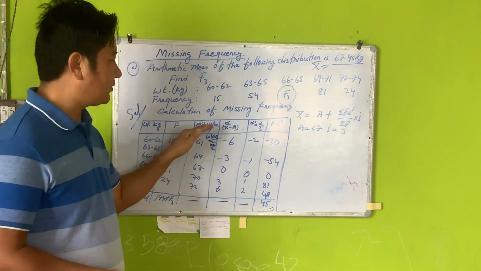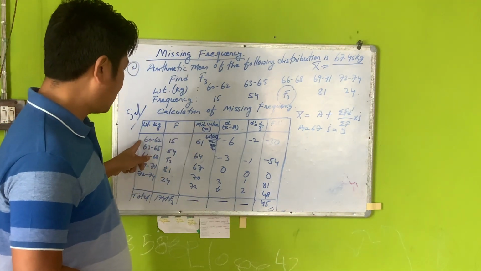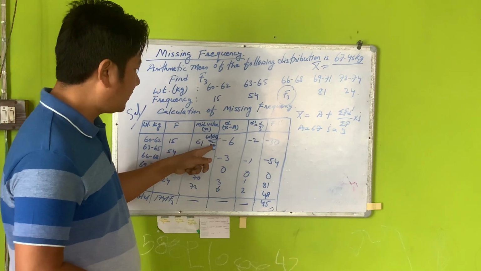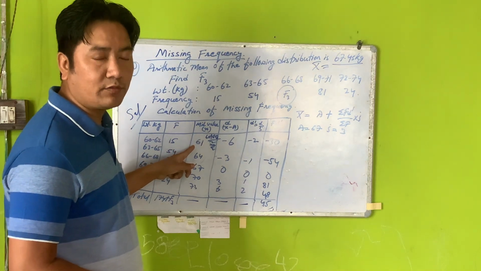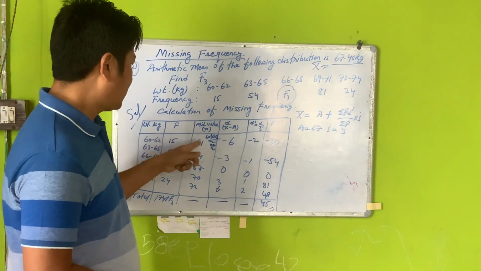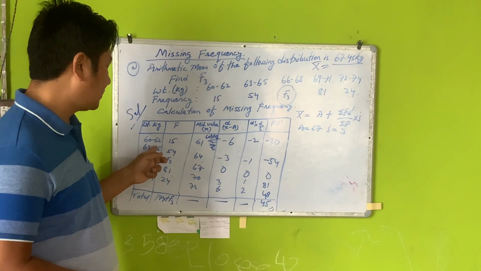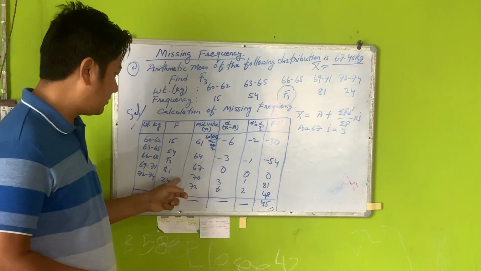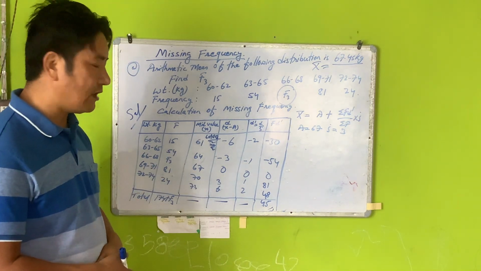Then we have to find the mid value. Mid value, of course, is 60 plus 62 divided by 2. It will be 122 divided by 2, so 61 is your mid value for the first class. Then the second, 63 plus 65 divided by 2, will be 64. Third is 67, so the mid values are 70, 73. This is how you are going to find the mid value.